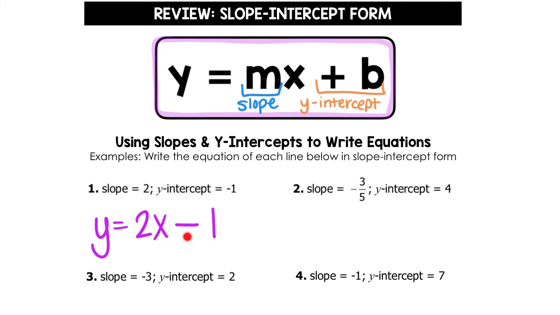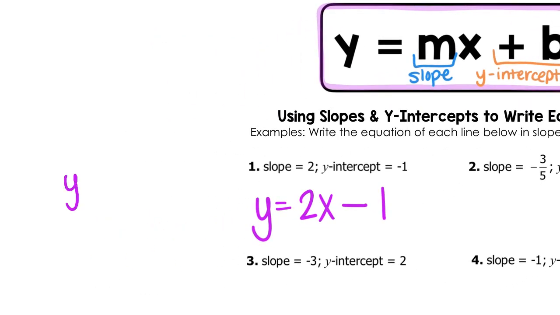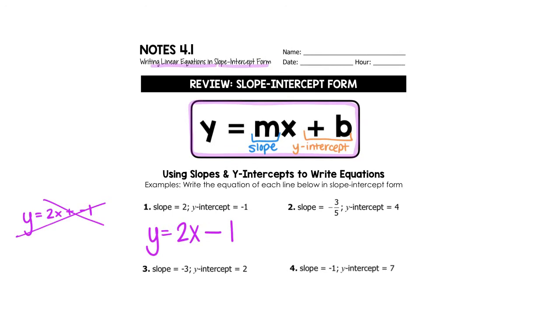Notice how I wrote -1 instead of, I'll show you what I see some people do. Some people do this, y equals 2x plus -1, because they're trying to follow this format where it says plus b. I would not do this. I don't recommend that you do this because this just looks really messy. You don't want to have two symbols there. So don't write it like that. If your y-intercept is a negative, just write it like this instead. Just put -1. Okay, that's it. The rest of these are pretty much the same.